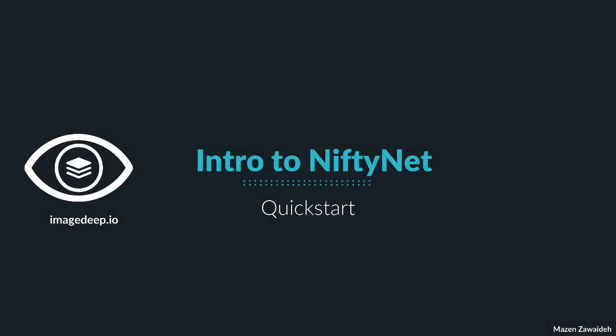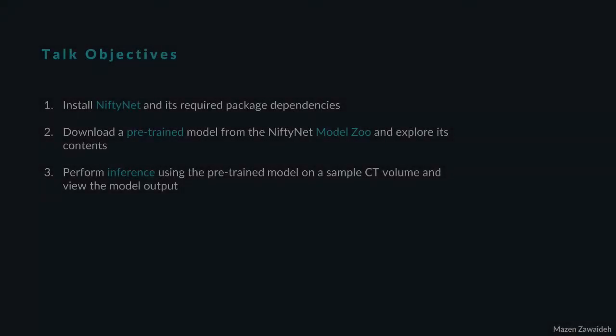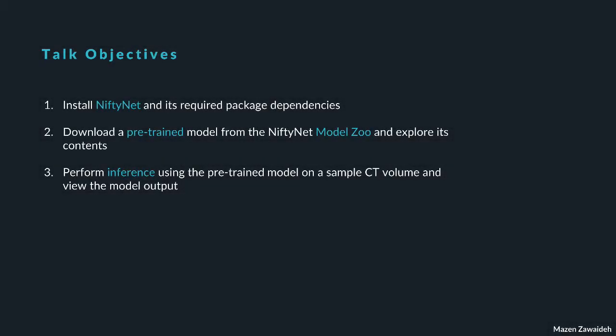Today we'll get up and running with NiftyNet and run our first deep learning experiment using a pre-trained model from the NiftyNet Model Zoo. Our objectives are to install NiftyNet and its required package dependencies, download a pre-trained model from the NiftyNet Model Zoo and explore its content, and perform inference using the pre-trained model on a sample CT volume, and then view the model output.